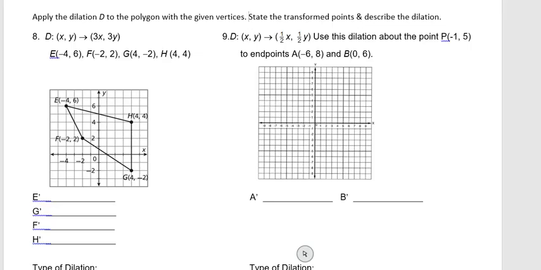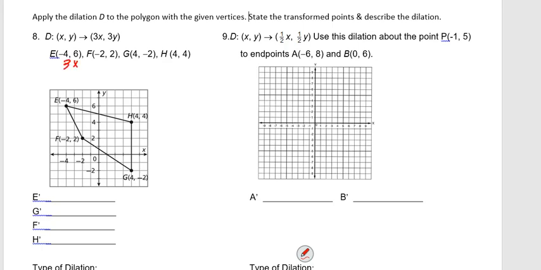So for 8 and 9, it says apply the dilation to the polygon with the given vertices, state the transformed points, and describe the dilation. So the dilation is 3x, 3y, so that means we're going to multiply every point by 3. So that means we're going to multiply every one of these by 3.